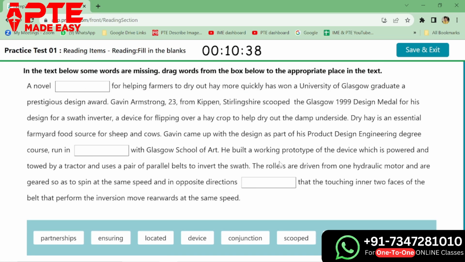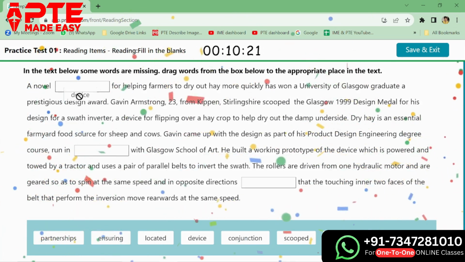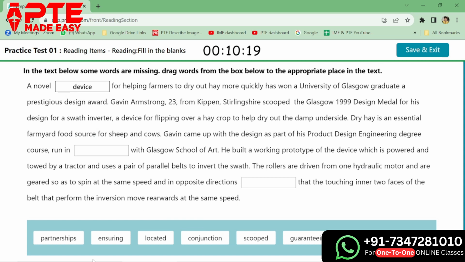Next, now we have again the second most important part of reading, fill in the blanks. Let's do it quite fast. A novel dash for helping farmers to dry out hay more quickly has won a University of Glasgow graduate a prestigious design award. So what? A novel device for helping farmers. Something that is helping farmers, not partnerships. We need a noun here. So it cannot be partnership or instruction.